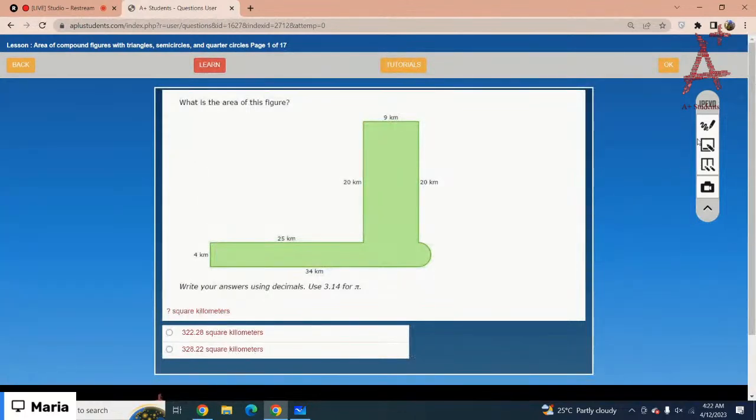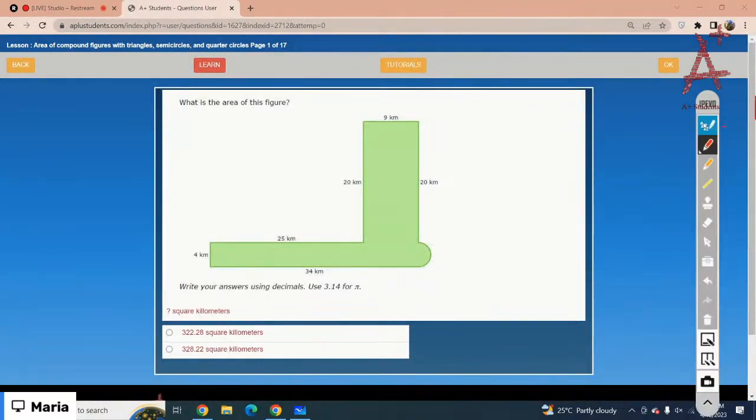Okay, just divide the figure into three shapes. Here you have a rectangle, this one, 9 by 20. Then again, here you have a rectangle. The length from this to this, 25 plus 9, is 34. And then here you have a semicircle. The radius of the semicircle is this length, and this length is equal, so it would be 4. You just have to solve all the three shapes.